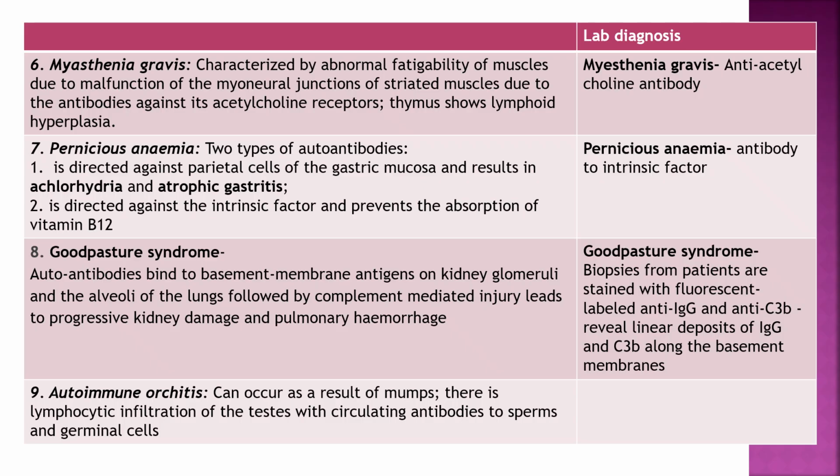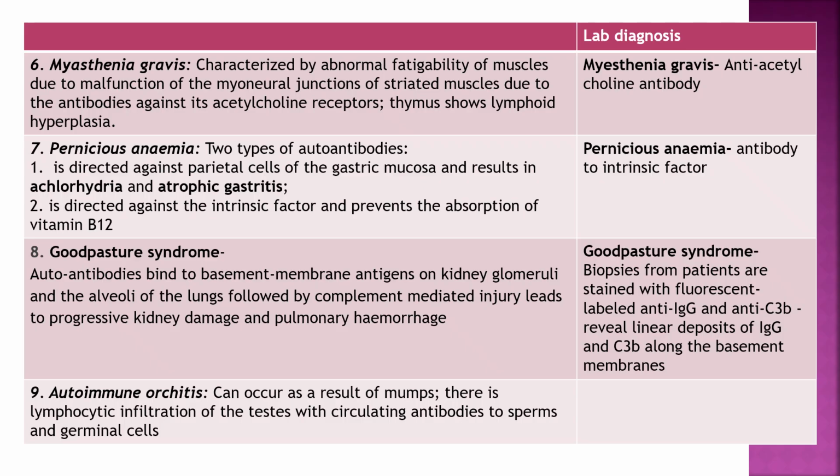Goodpasture syndrome: autoantibodies bind to basement membrane antigens on kidney glomeruli and alveoli of lungs, followed by complement-mediated injury, which leads to progressive kidney damage and pulmonary hemorrhage. In investigation, biopsies from patients stained with fluorescent-labeled anti-IgG and anti-C3b reveal linear deposits of IgG and C3b along the basement membranes.